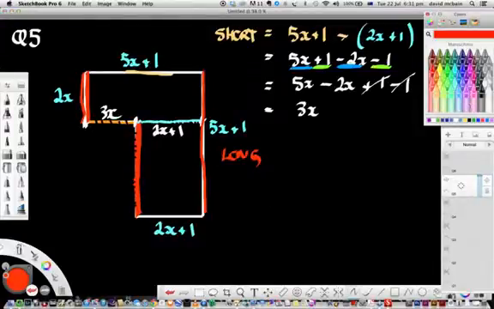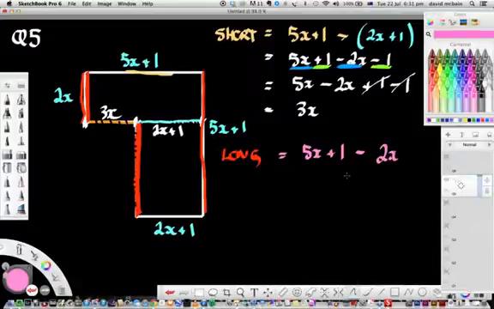So the long side is going to equal this length here, the long side, 5x plus 1, and we're going to take away, once again, a whole side, all of this to leave us with this. So taking away 2x. So 5x take 2x is going to be 3x. And we've got 1 just left on its own. So it's 3x plus 1. So this side here is going to be 3x plus 1.